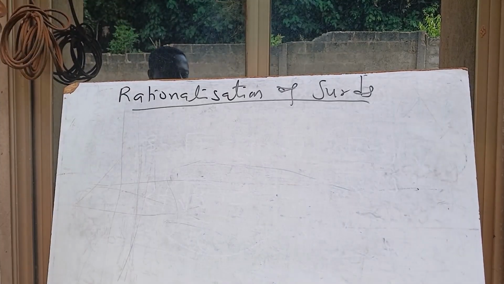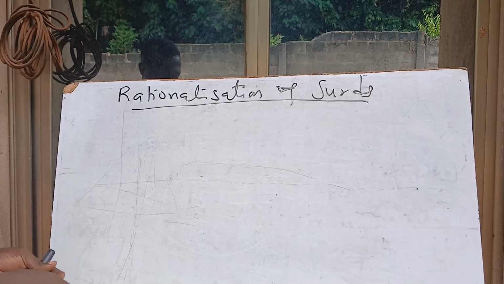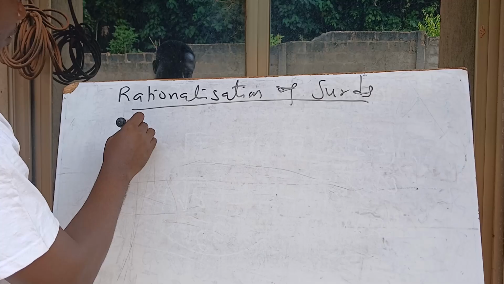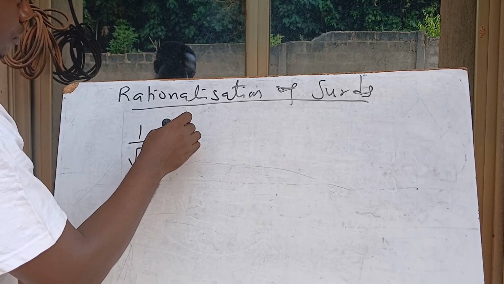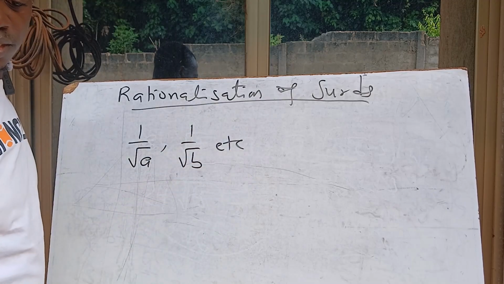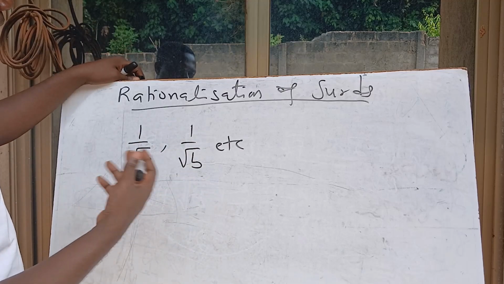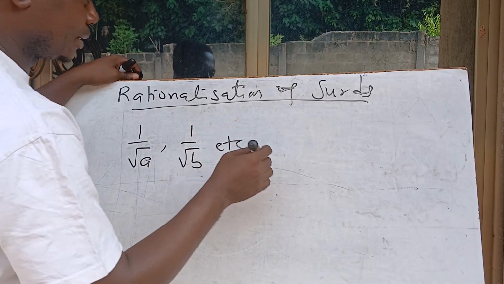Now let's talk about rationalization of surds. Surds of the form 1 over square root of a, or 1 over square root of b, etc. This form can be rationalized. We can rationalize this one by multiplying both numerator and denominator.